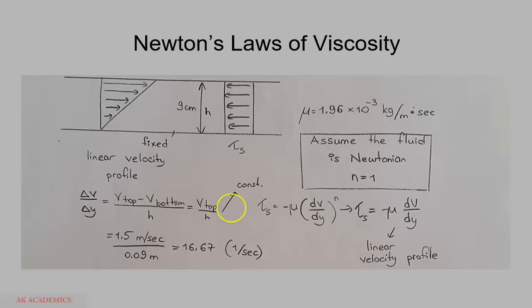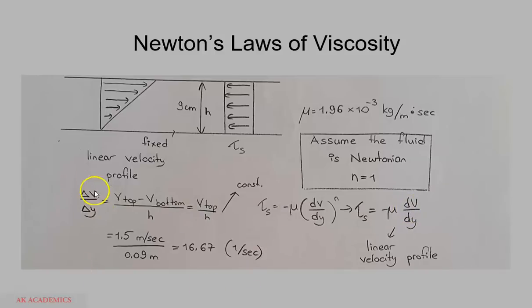Don't forget that we had said earlier on that for a linear profile, it simply means that our n is equal to 1. One of the main conditions for having a linear velocity profile is when our n is equal to 1. That means we are dealing with a Newtonian fluid. So that is why we're going to have shear stress equal to minus mu dv/dy raised to power n. If n equals 1, our shear stress will be equal to minus mu dv/dy. So this is why we are using a linear velocity profile, and this justifies what we are doing here. All right, so we know we have delta v over delta y equal to this, and then we have this here.